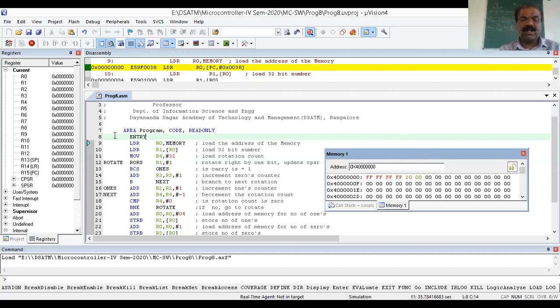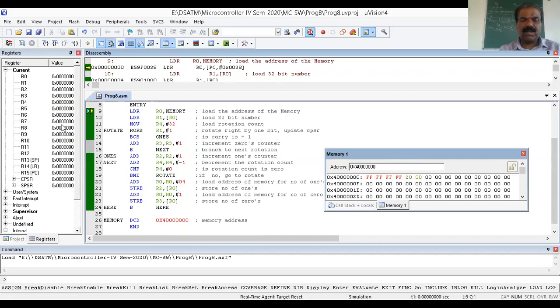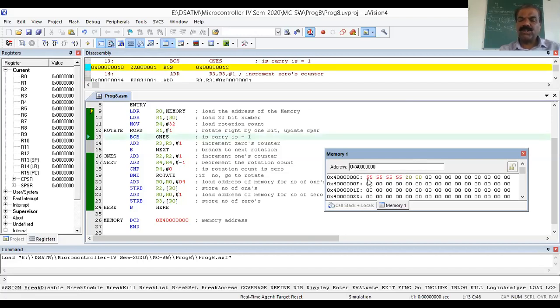Suppose I'm going to modify the input. Then start from the beginning. The pointer comes back to this. Then once again I'm going to modify the input. Suppose here 55 and 55. What is the meaning of 0101 0101? That indicates we have an equal number of ones and zeros. Therefore, we are going to store number of ones here, number of zeros here.